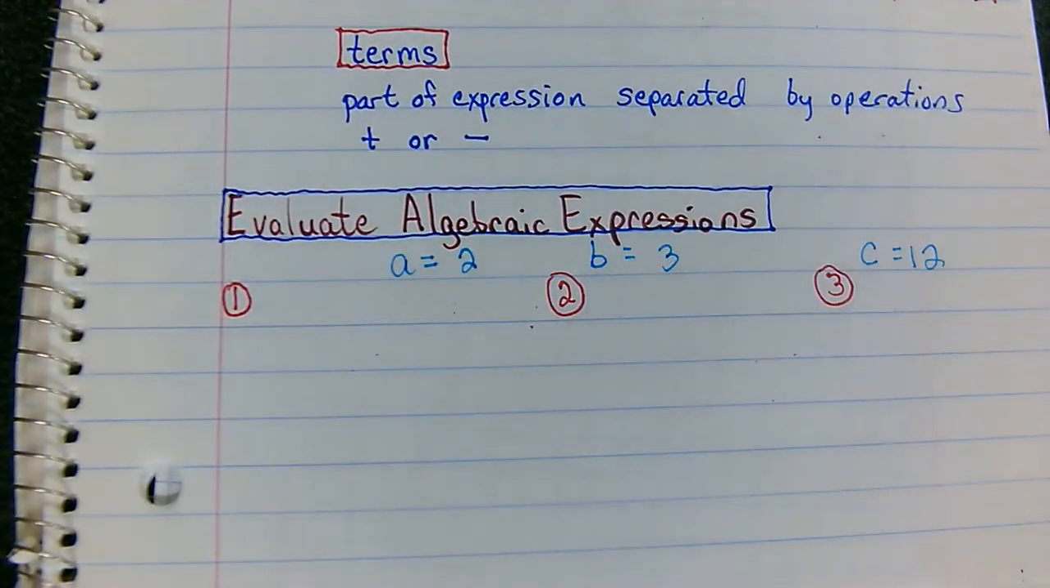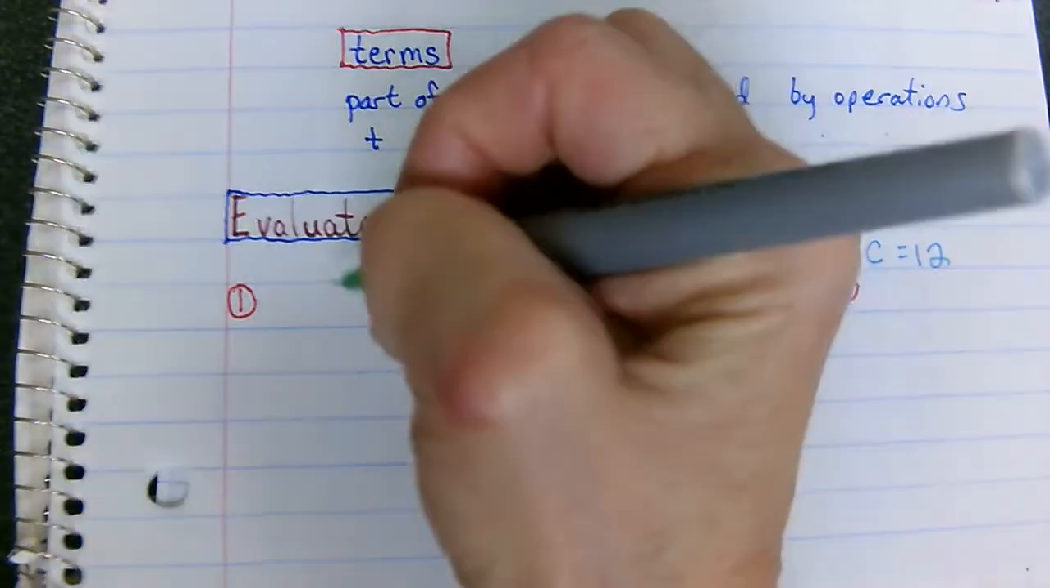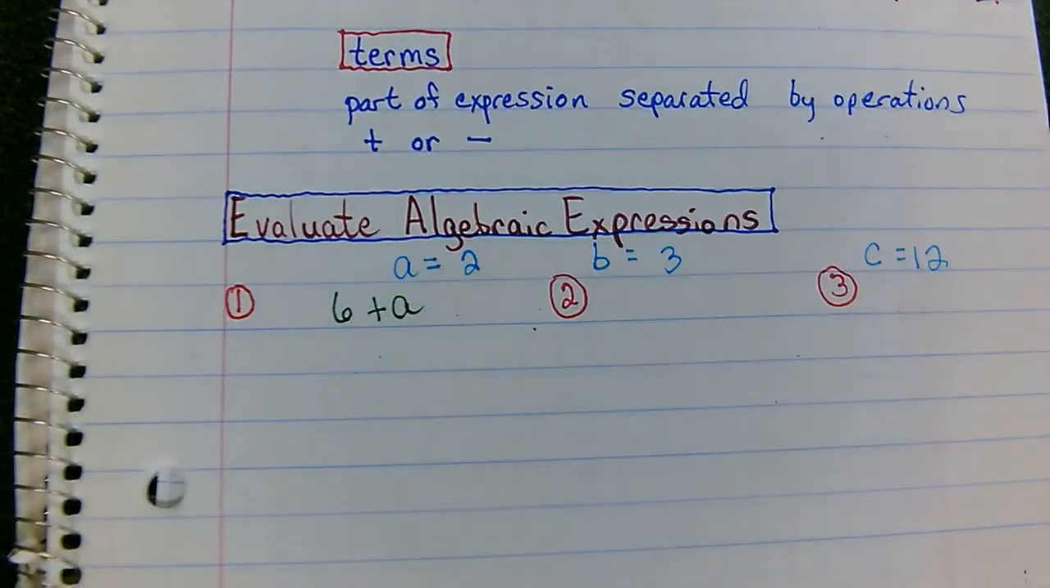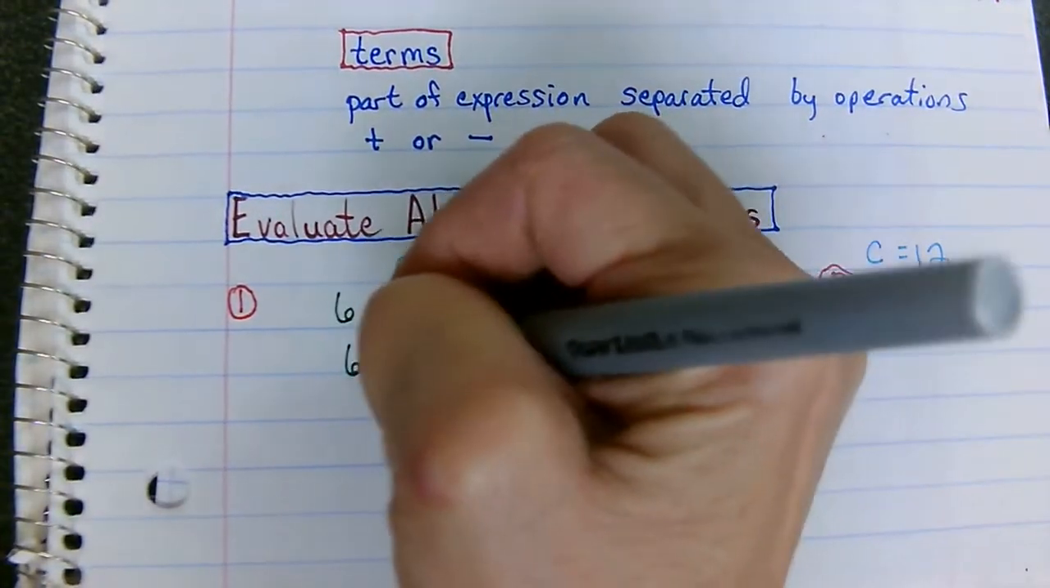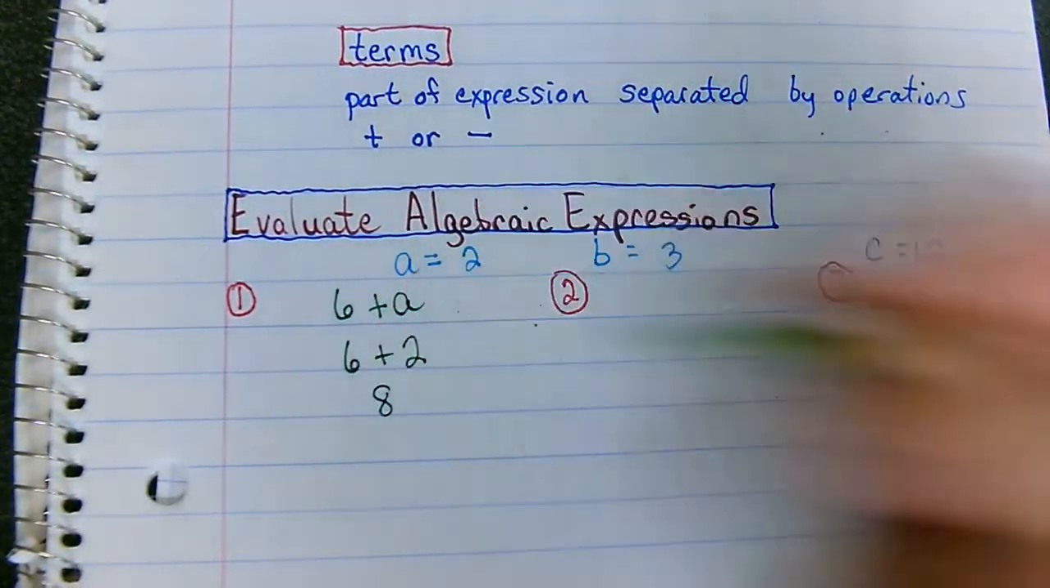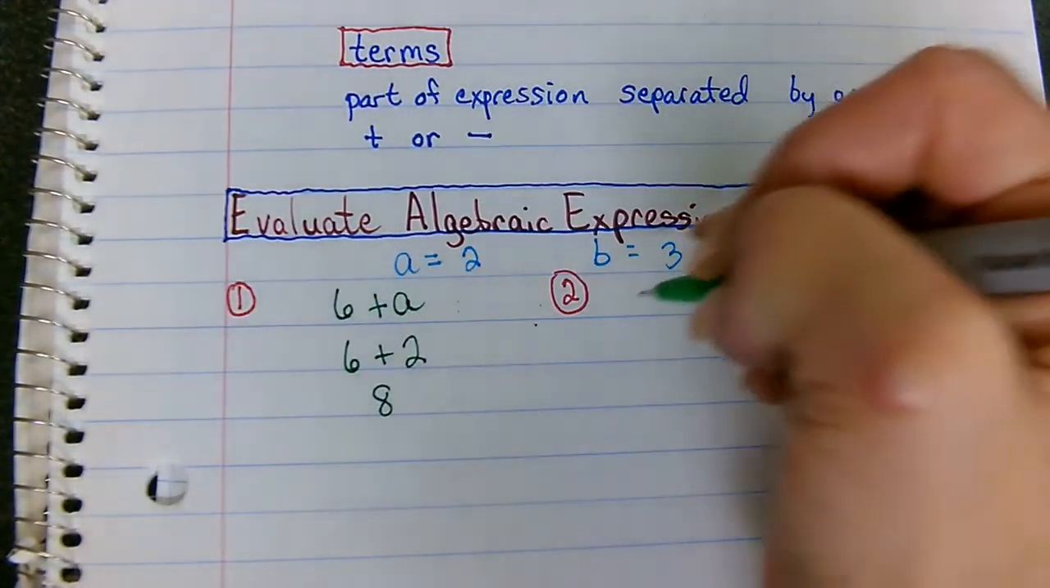Now what I'm going to ask you to do here is show your work as we go. It's good practice for what we'll be doing in the future. First one is 6 plus A. So we just substitute in. That means 6 plus 2. And that equals 8.